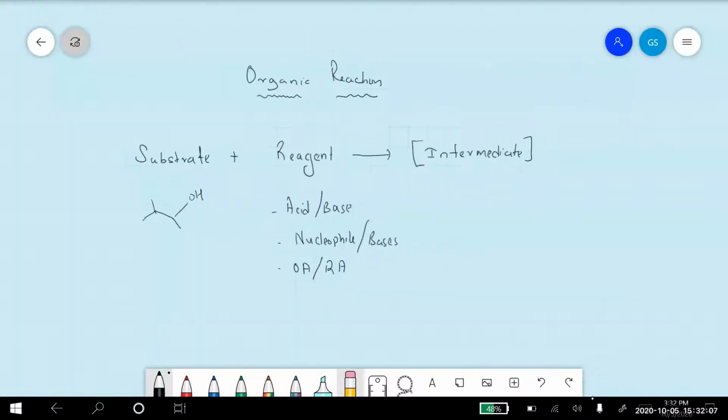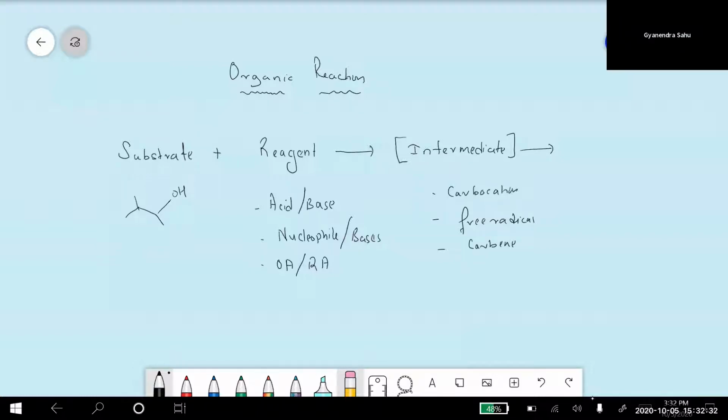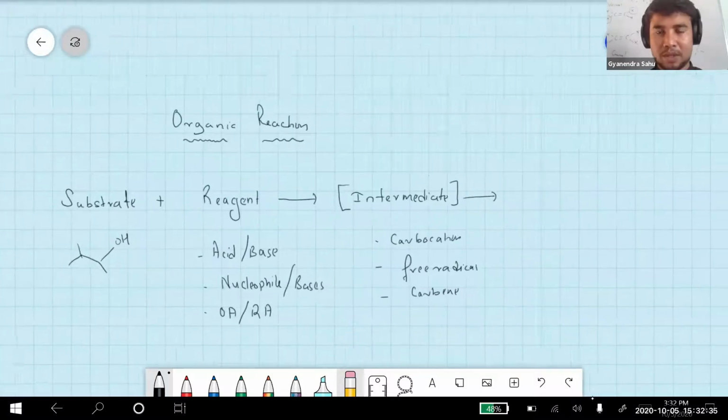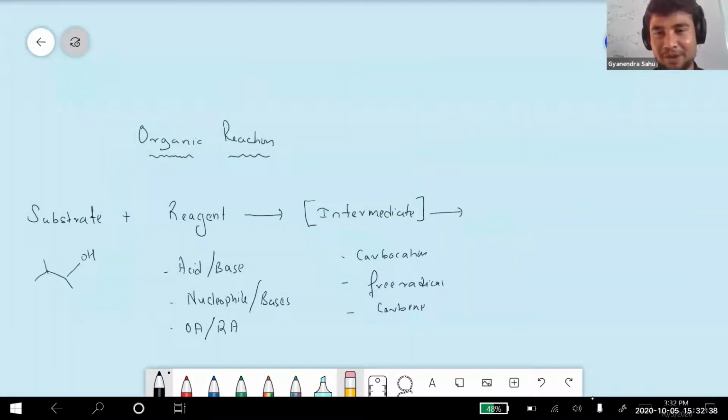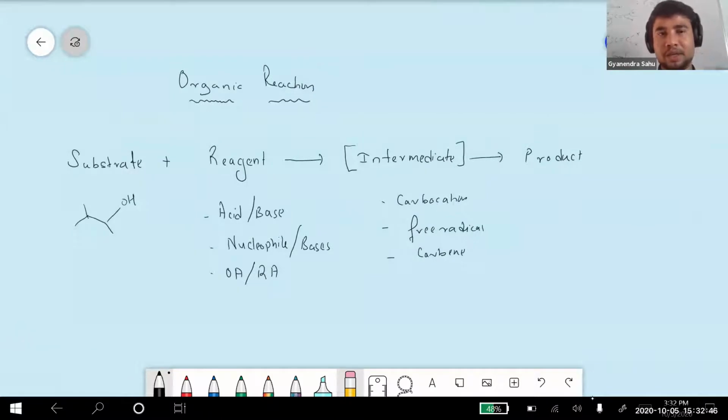An intermediate is something you might have already heard of. For example, you can have a carbocation, a free radical, a carbene and a carbanion. All these are the kinds of intermediates that we will be discussing, maybe not in today's class, but later on. Apart from the intermediate, you will obviously also get a product in this whole process. Our concern today is to understand these reagents, the reagents you'll have in an organic reaction.